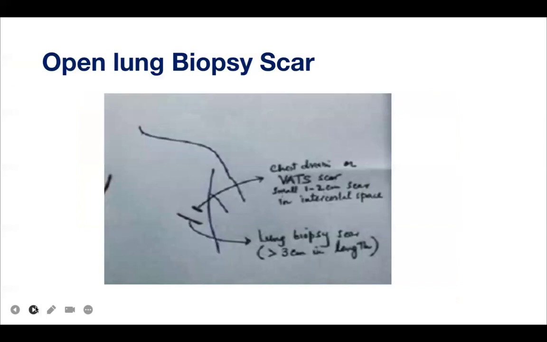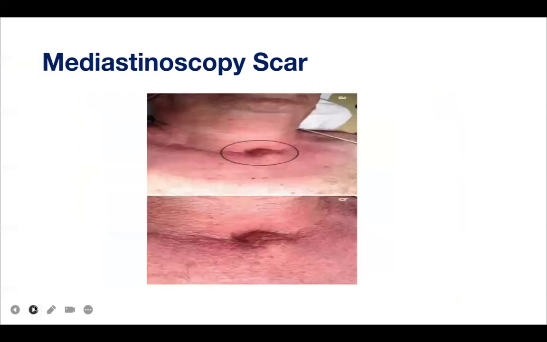Next important thing, the open lung biopsy scar. It should be greater than 3 centimeters, particularly 3 to 4 centimeters in length, and it must be greater than the video assisted thoracoscopic scar. So open lung biopsy is another scar we should never forget. It is also situated in the lateral chest wall.